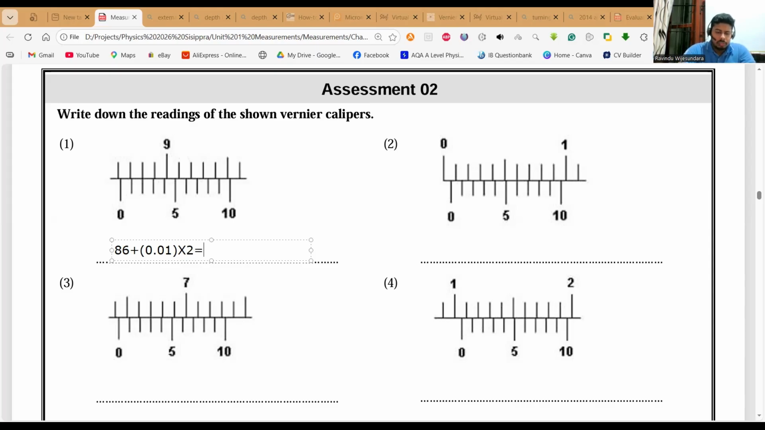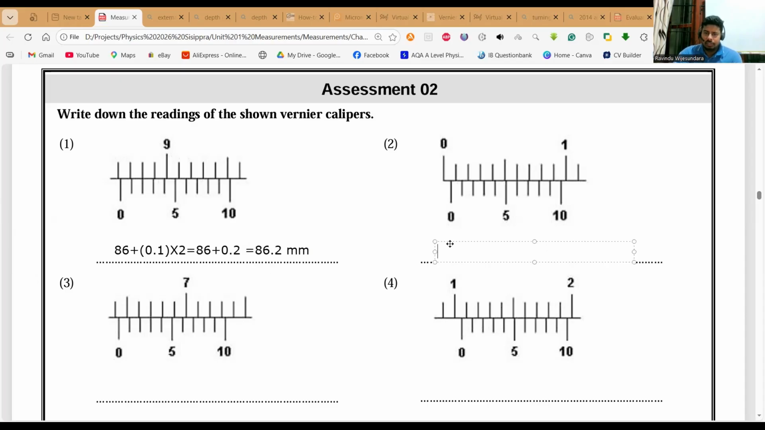So your reading should be 86 plus 0.02, that is 86.02 millimeters. Sorry. Here the least count is 0.1, no? Therefore 86.2 millimeters. Not 86.02, 86.2 millimeters. This is the answer for the first one, right? Similarly, you can do the second one also.